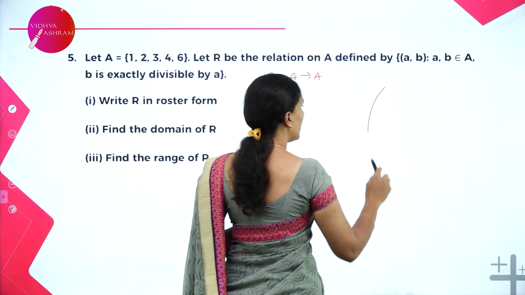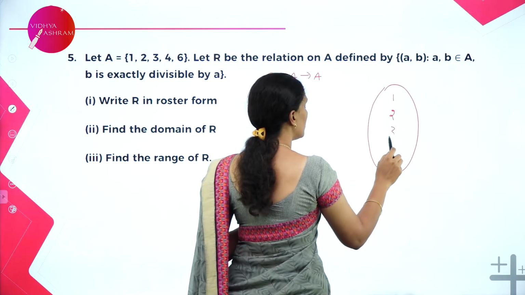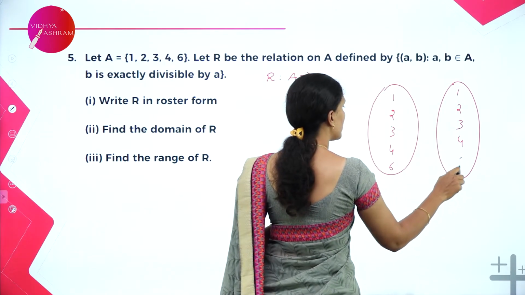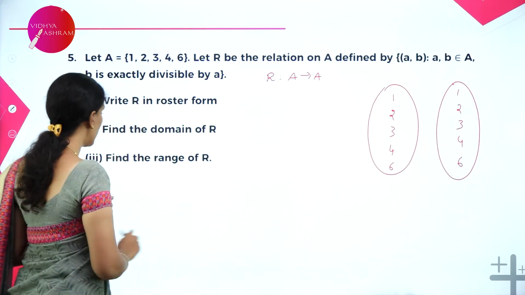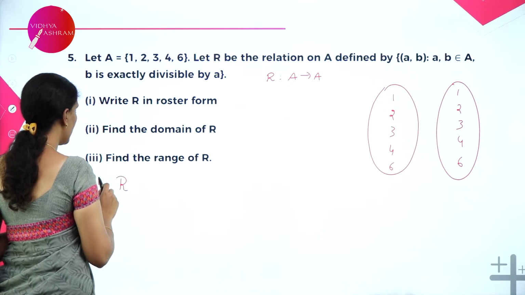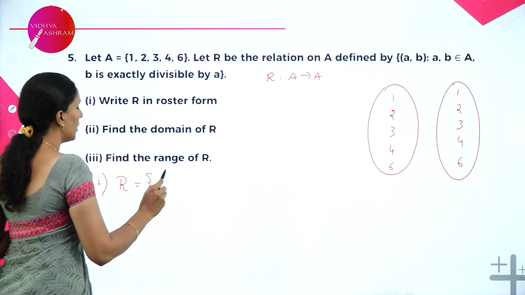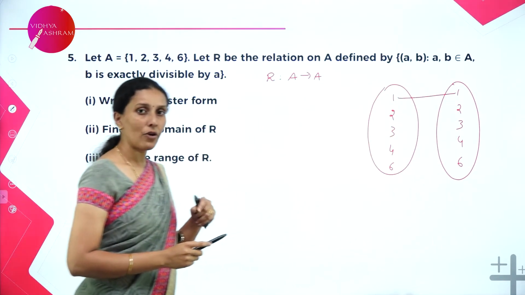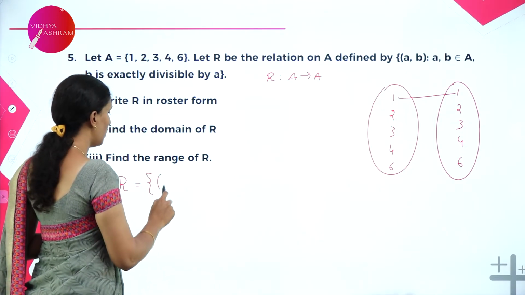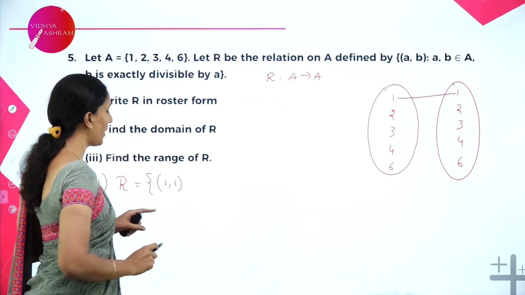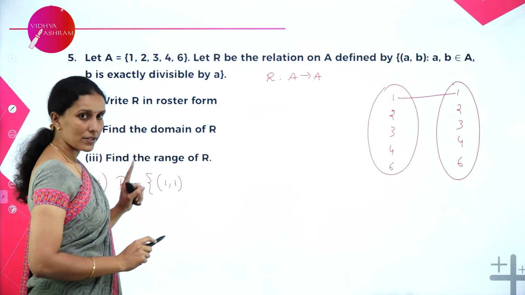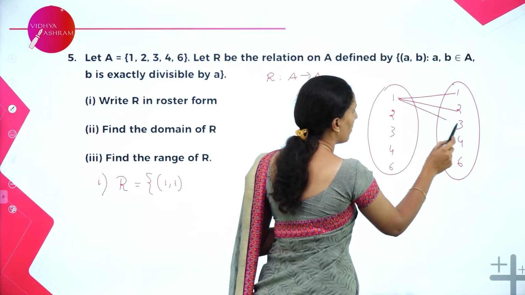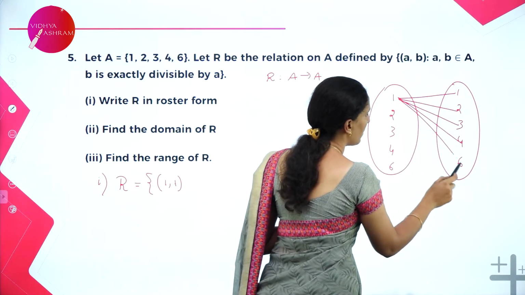So let me take the elements 1, 2, 3, 4, 6. Now I need to pair the elements, so let me write the relation set R here. Let us start pairing. Can I write 1 comma 1? Yes, because 1 is divisible by 1. B should be divisible by A, so 1 is divisible by 1. Next I can write 1 comma 2, 1 comma 3, 1 comma 4, 1 comma 6.